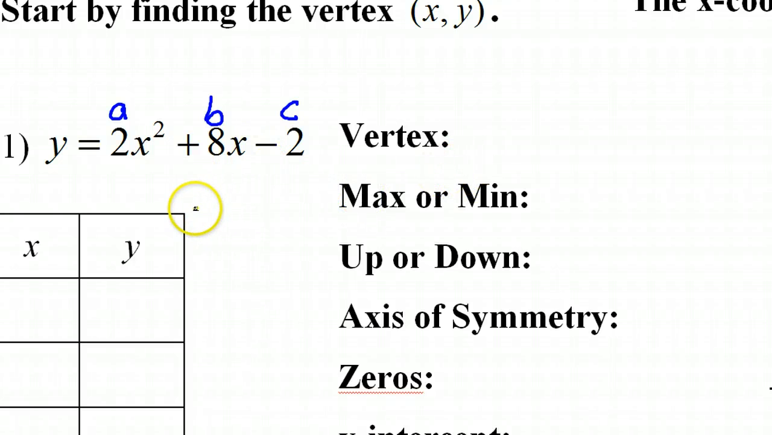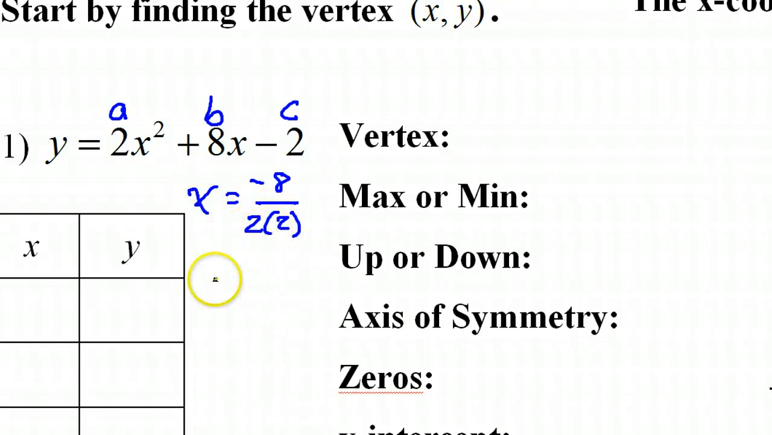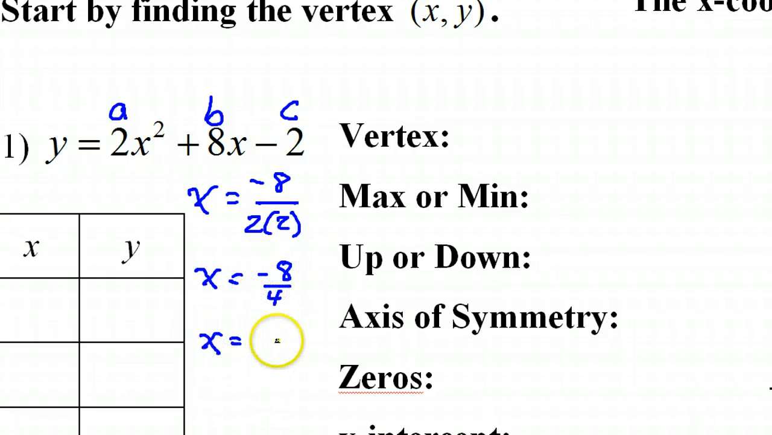So, the opposite of b over 2a, so that's going to be the opposite of b. B is 8, so that's negative 8. And a is 2, so 2a is 2 times 2. So this gives us negative 8 over 4, and this gives us negative 2. So that's the x-coordinate of the vertex. That means the vertex is negative 2 comma something.